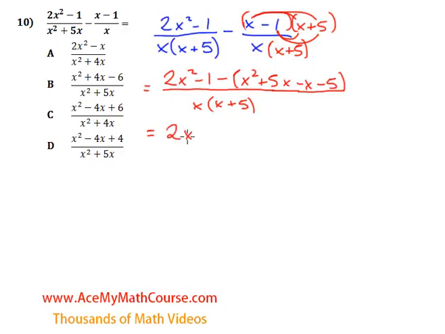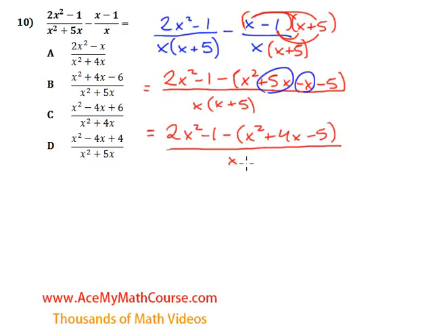So we have 2x squared minus 1 minus x squared. Now we can add like terms. We have 5x minus x, which is just 4x, of course, minus 5, all over x times x plus 5. So 2x squared minus 1. Now, because of this minus, we need to switch every signal from the elements inside the parentheses. So we're going to be subtracting x squared instead, as well as 4x, and adding 5, because negative negative makes a positive.